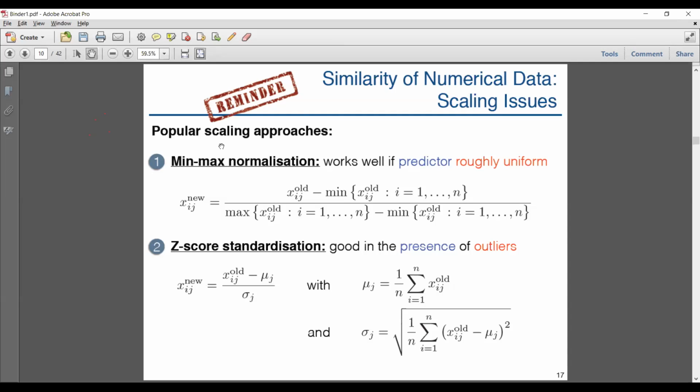We have discussed min-max normalization and z-score normalization. So min-max आप तब कब use करते हैं? When your data is roughly uniform and you do not have any outliers in your data. And if you do have outliers, then you would instead prefer to use z-score standardization or z-score normalization. So we have discussed these approaches earlier, so they work here as well as it is.